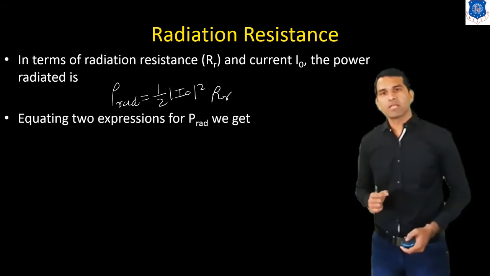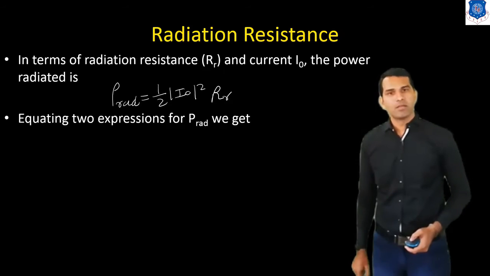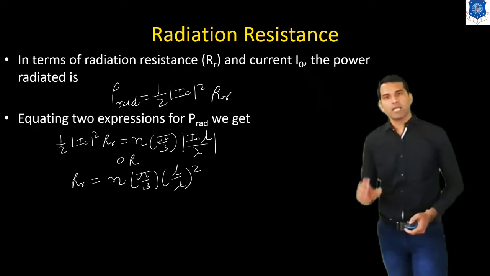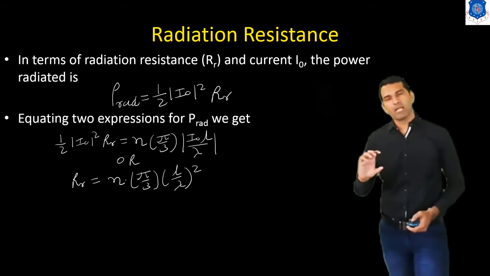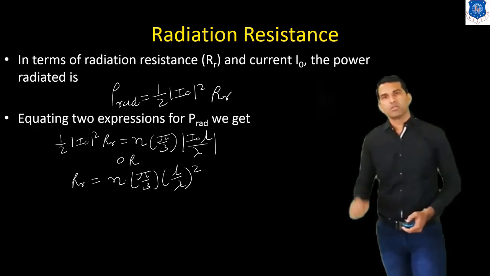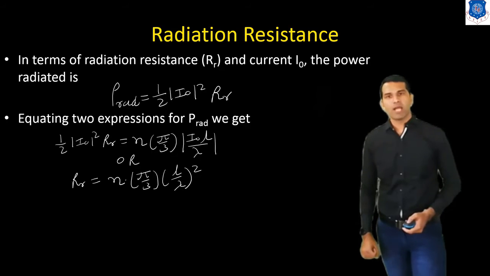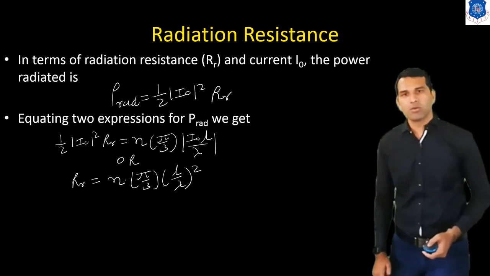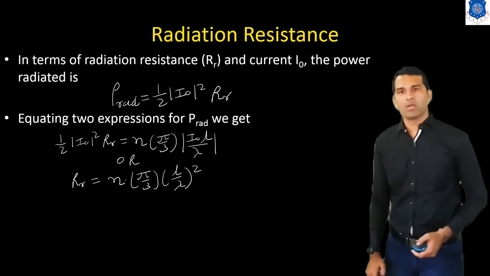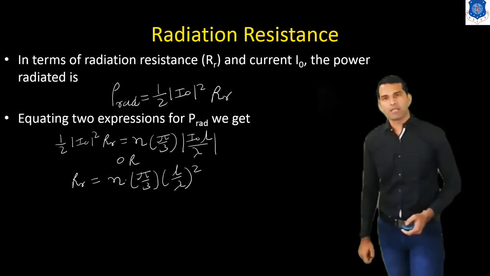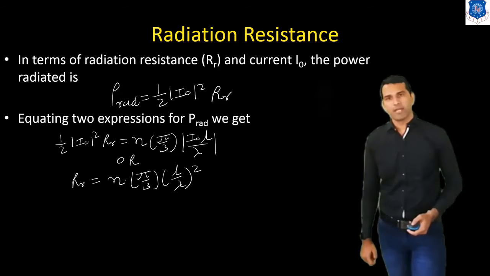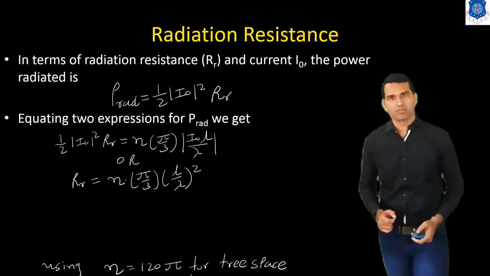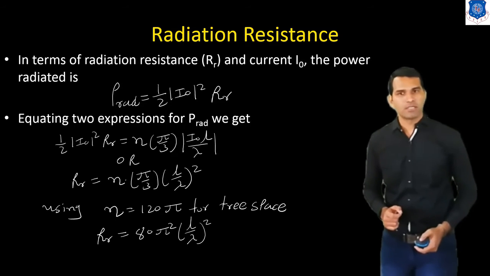Equating to the expression of R radiate, we get 1 by 2. That means here we put the value of the power radiated. So we write 1 by 2 I0 square RR is equal to eta pi by 3 (I0 L upon lambda) square. So we get RR is equal to eta pi by 3 (L upon lambda) square. This is the radiation resistance.